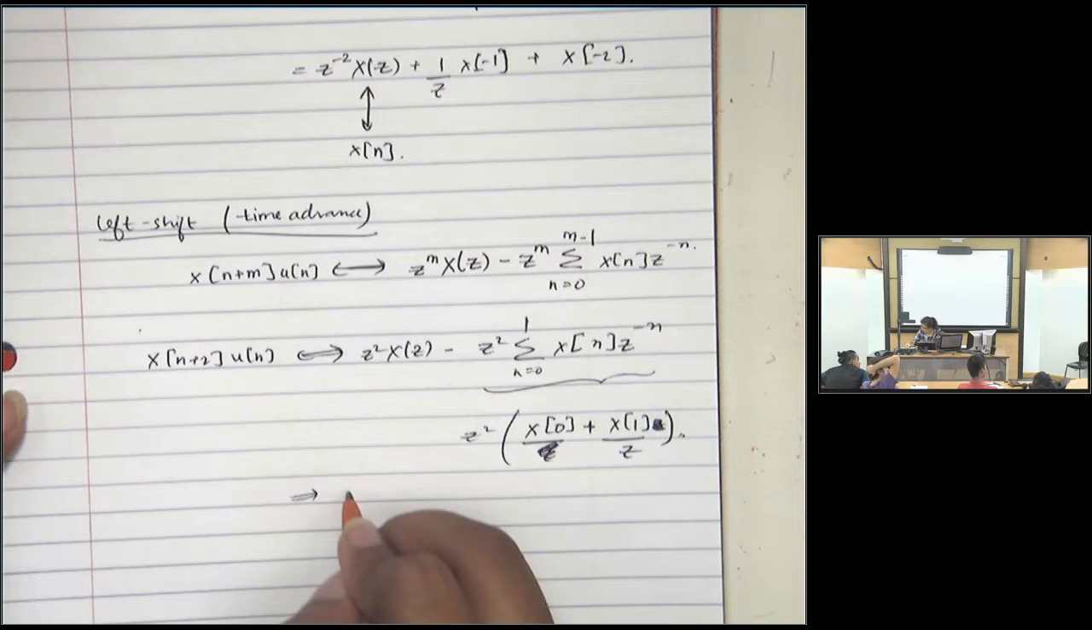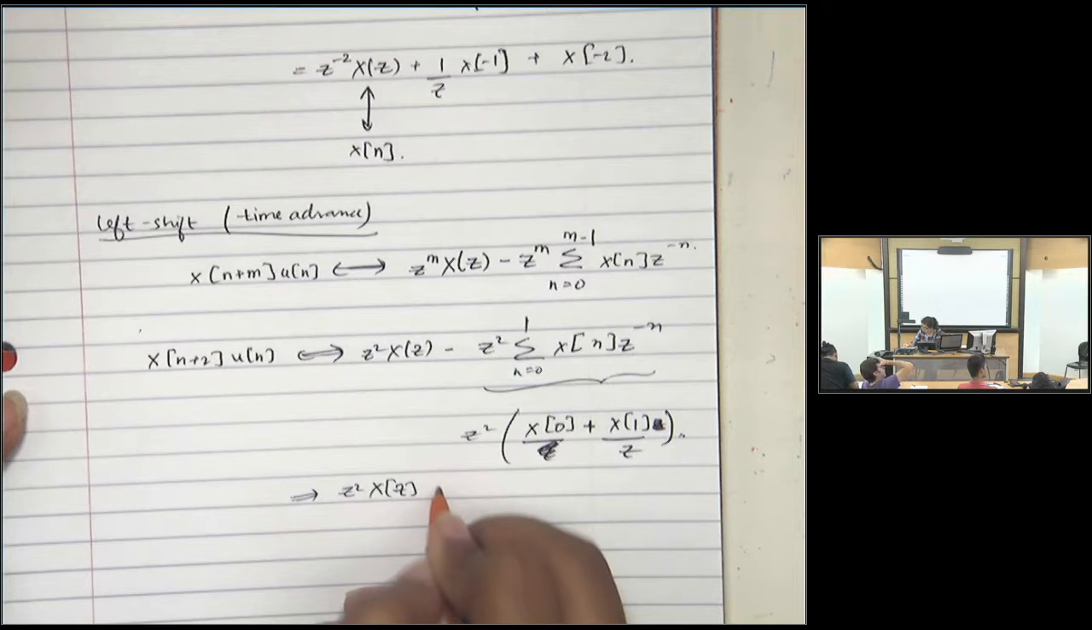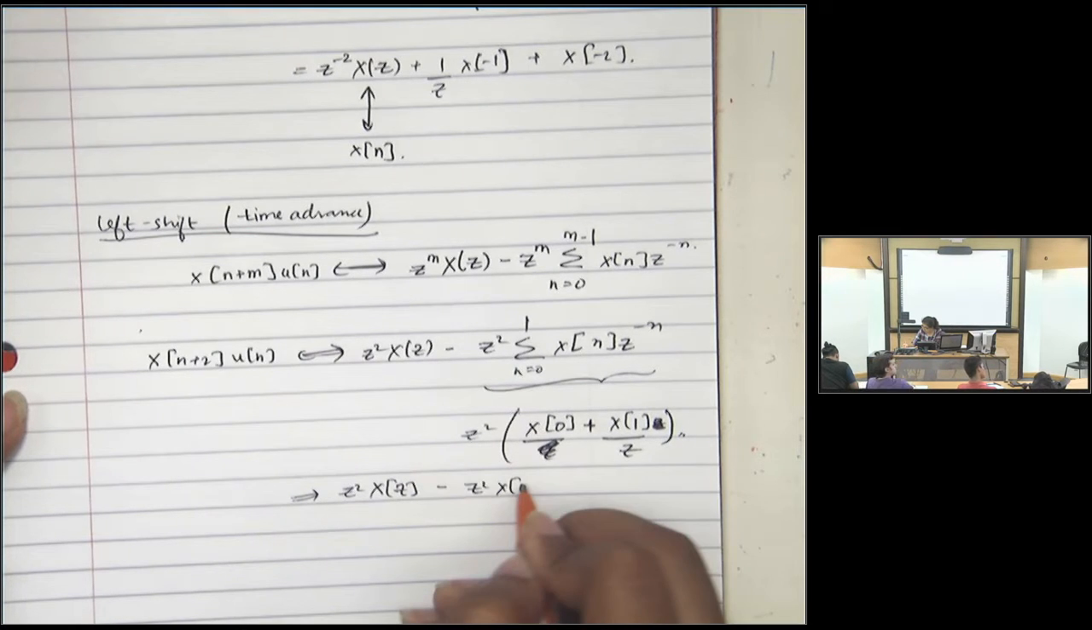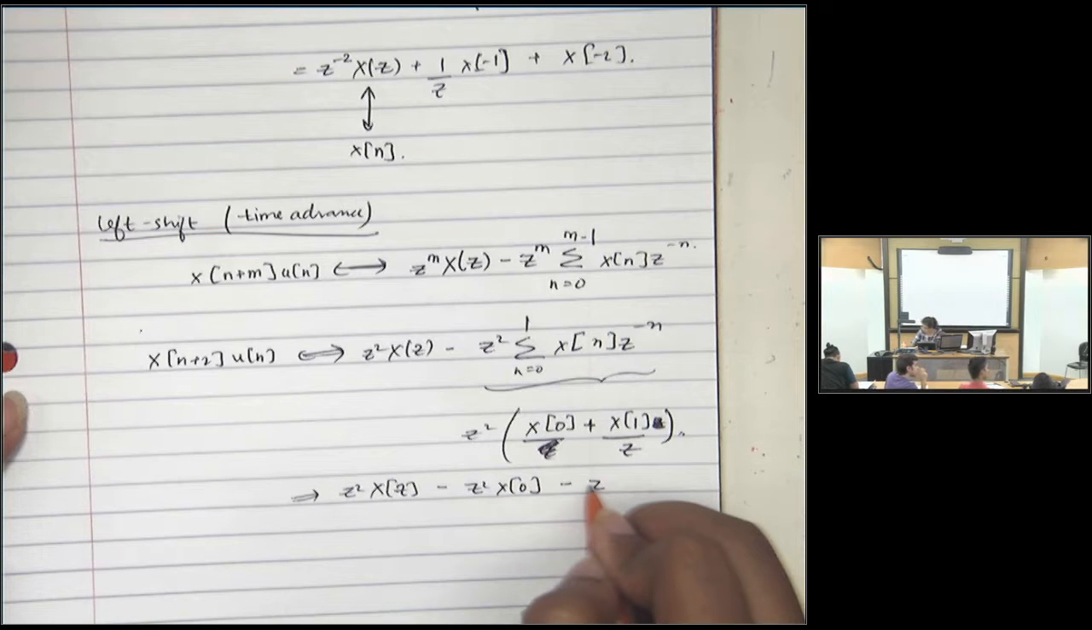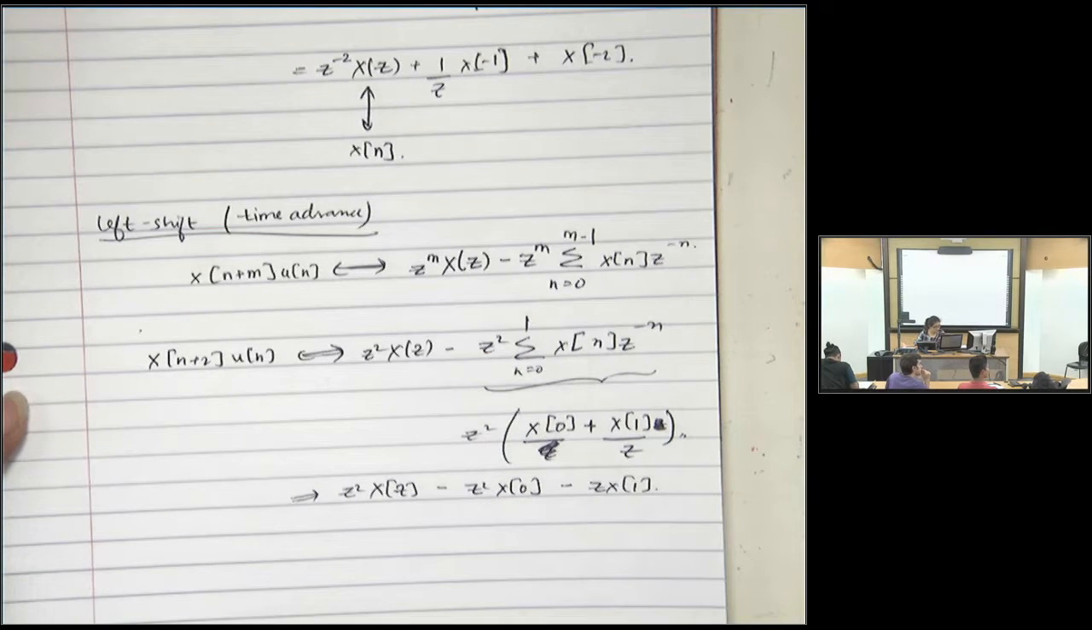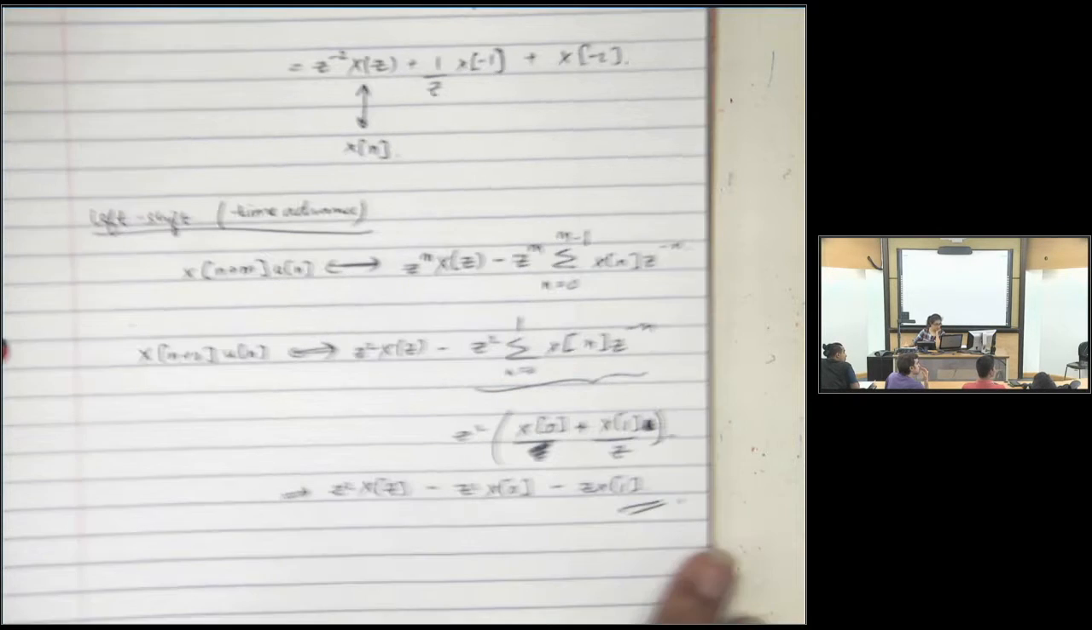Alright, so then we'll have z square x of z minus z square x0 minus zx1. Alright? Okay. So this is done.